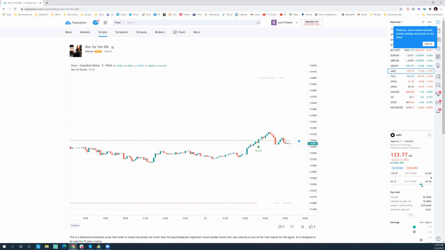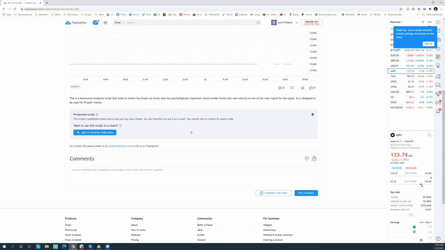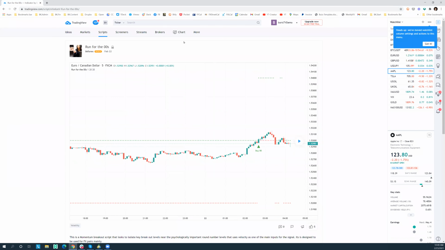What you want to do is scroll down and add to favorite indicators. Okay, add to favorite indicators. Okay, now it's on my favorite indicators, right? Okay, you guys with me? Right? So once I've added to favorite indicators, now we're going to go to chart.